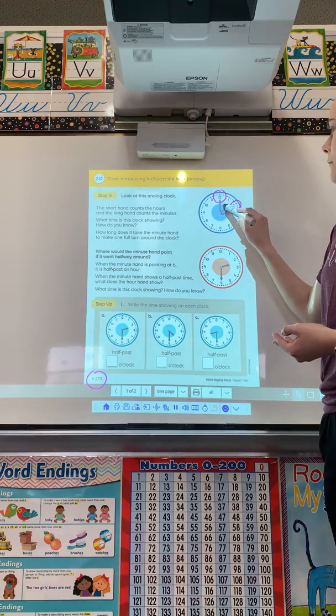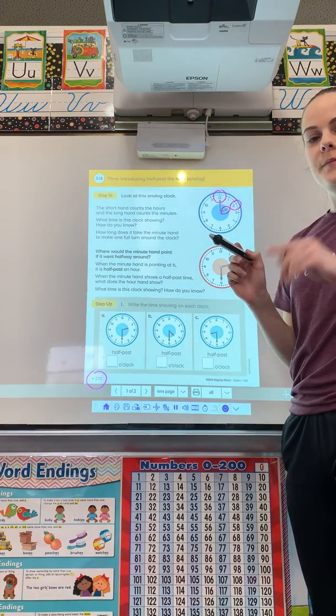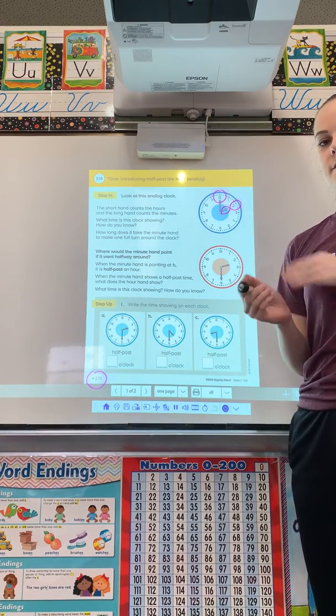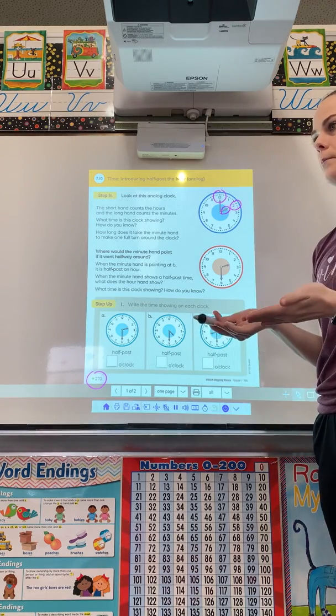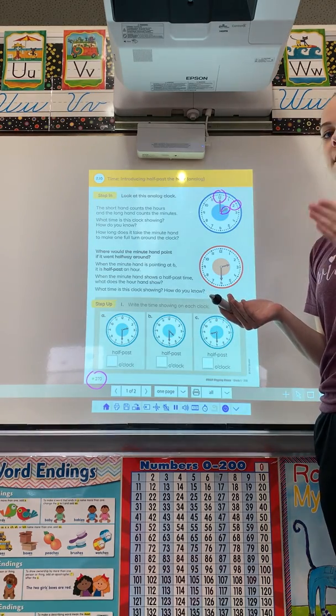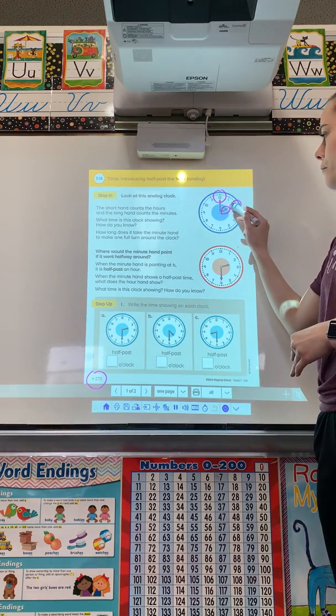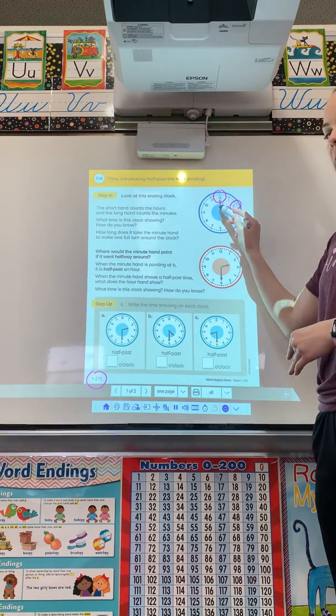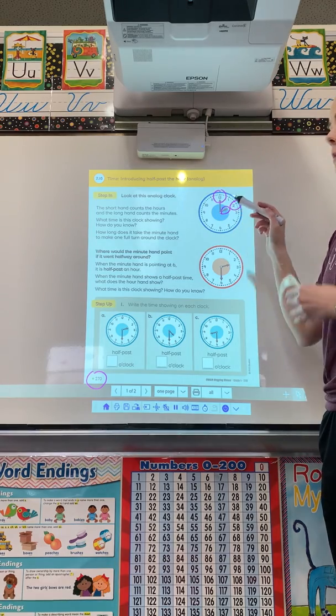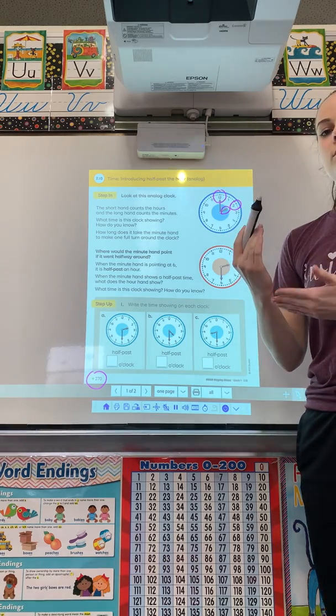So we read the little hand first, just like we did in the story. The little hand always comes first, and then the big hand. Little, big. So we first read the little hand's number. Little hand is on the 2. The big hand is on the 12. So I put them together and I say 2 o'clock.